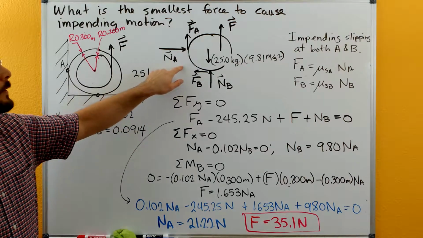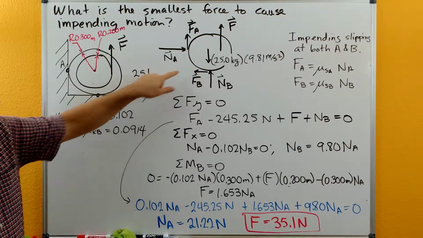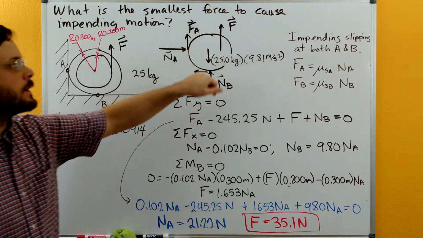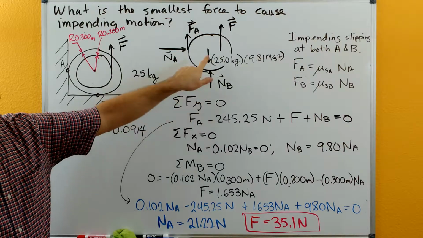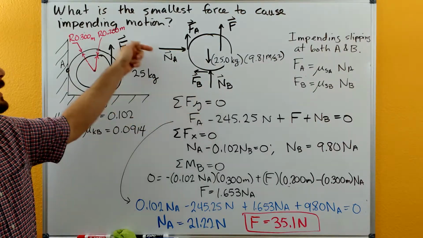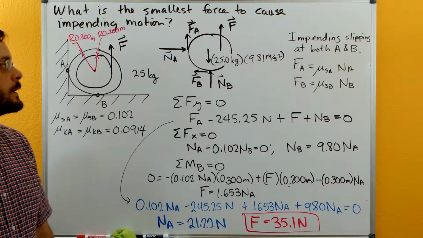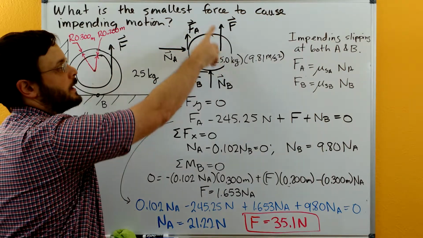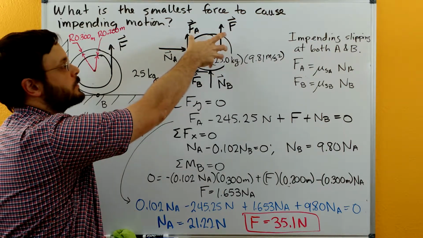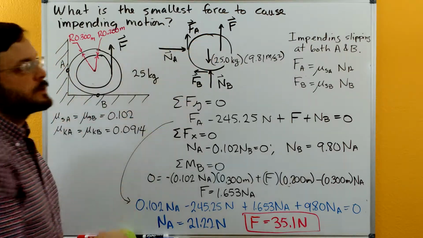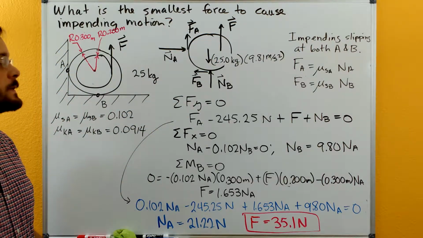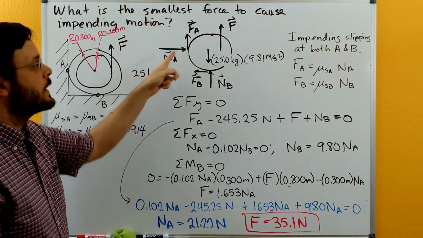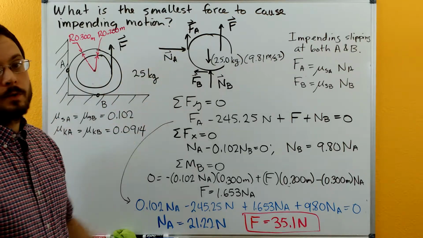Here's our free body diagram. We have our 25 kilogram mass times 9.81 right at the center of gravity. We have the force acting up, F. We have a normal force from the contact with the surface at B, and we have a normal force from the contact at the surface at A. If we're going to pull up on it with F, it's going to cause a tendency for it to rotate in this direction, and so friction is going to oppose that relative motion, and we'll have a friction force in B going in this direction and a friction force in A going in this direction.